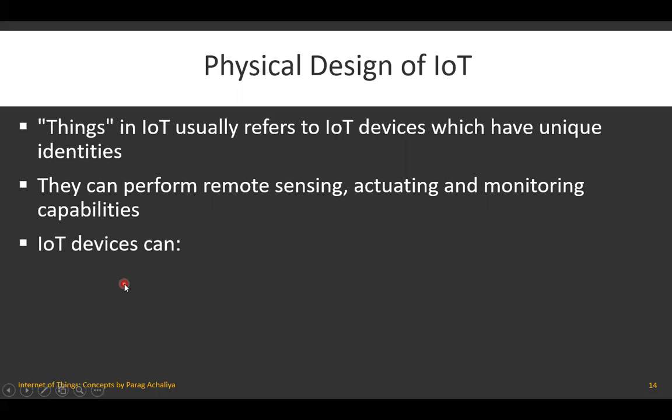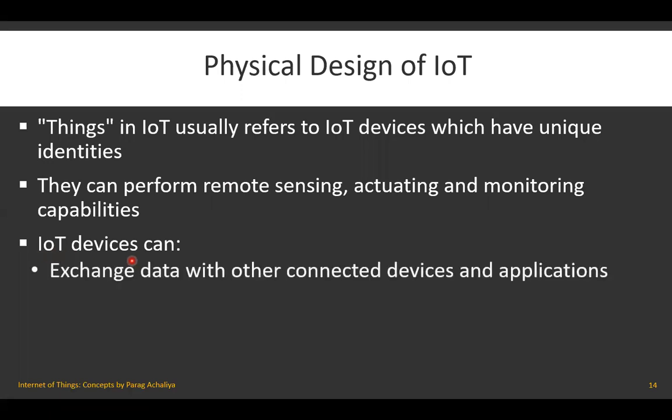We will see what exactly the IoT device can do. So the IoT device can exchange the data with other connected devices and applications. The first task of your IoT device is that it will exchange the data with other connected devices or other IoT applications. Exchanging of data means what? It will receive the data and the data will be transmitted to another device. The other device can be either your sensor, your actuator, your server, or the cloud.